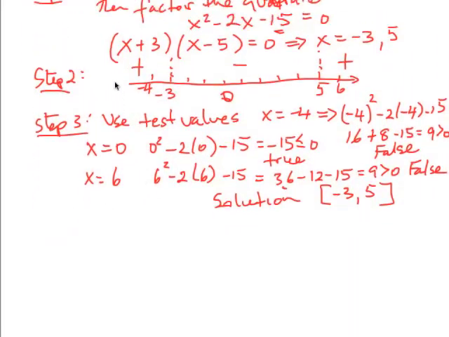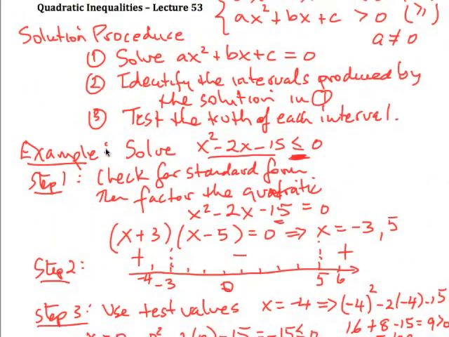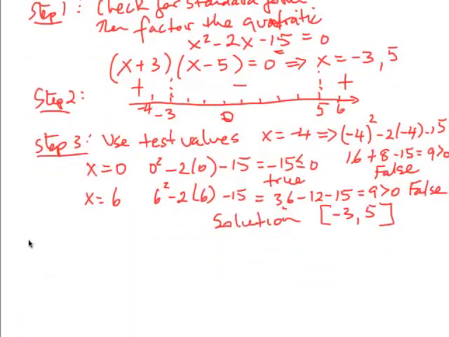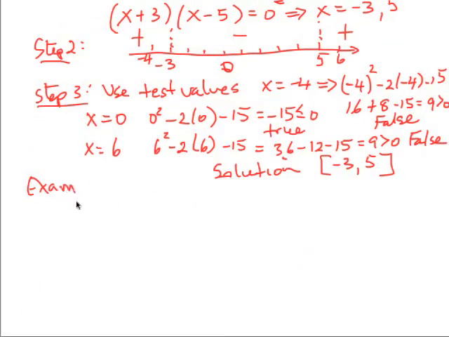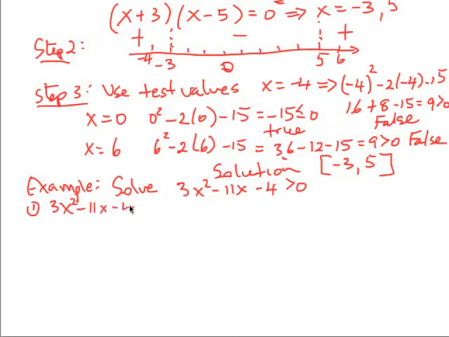Alright, so if I was to do this now, let's call that example 1. And now we go to example 2. Let's suppose I want to solve 3x squared minus 11x minus 4 is going to be greater than 0. So again, what we first of all do, number 1, is we use 3x squared minus 11x minus 4 equals 0. Let's see how we can do this.